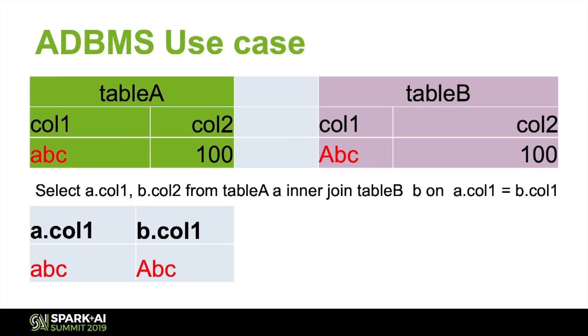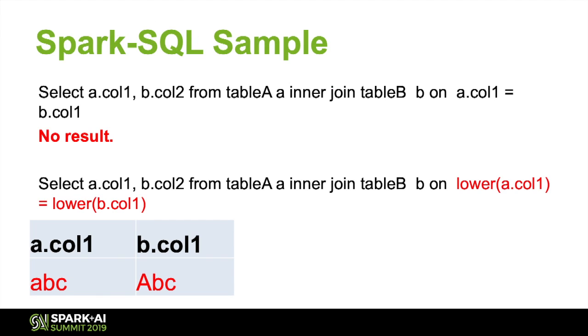For example, as you can see, table A and table B both have column 1 and contain the value ABC in different cases. It still returns a result when joined on column 1 since it is case insensitive. Spark would return an empty result if directly joined on column 1. Applying the lower or upper function to both sides gets the same result as ADBMS.